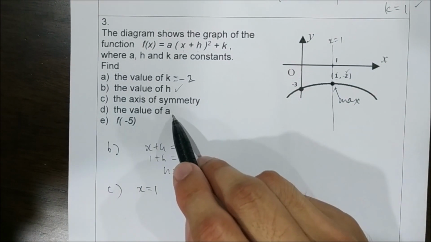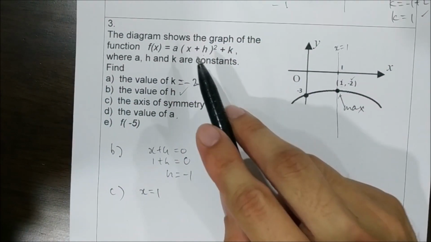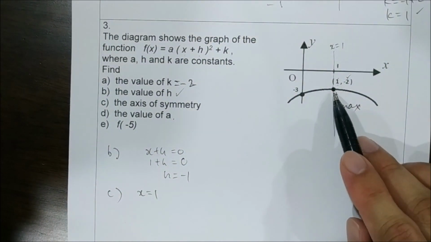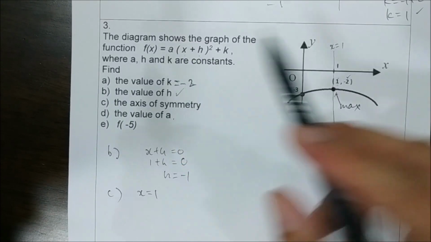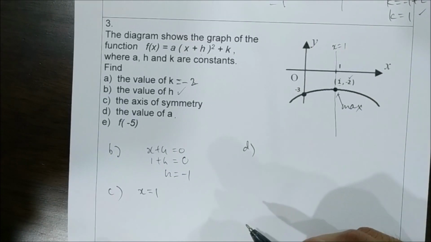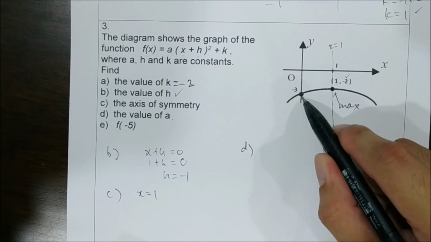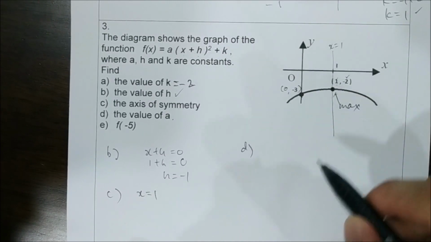Now, in order to find the value of a, since we already have all the values, we just substitute the values inside. But we cannot take this point because at this point, the x will become 0 and we cannot find the value of a. So how do we solve question D? We can take other points. For example, we take this point. This point has a coordinate of (0, negative 3).